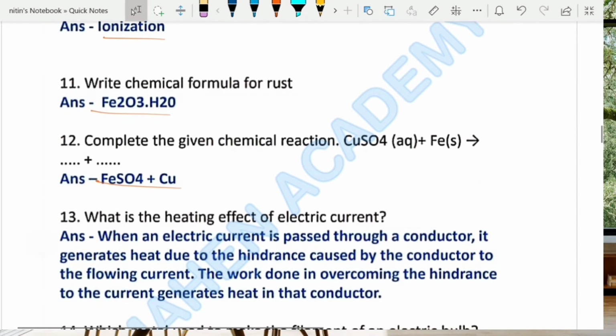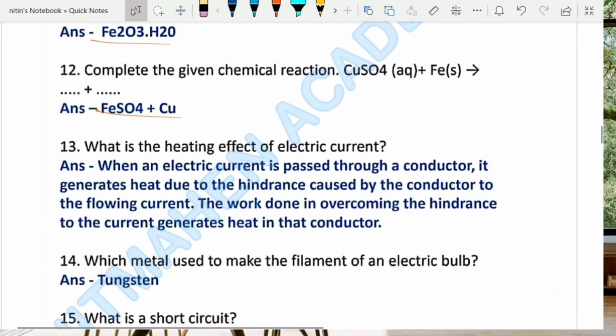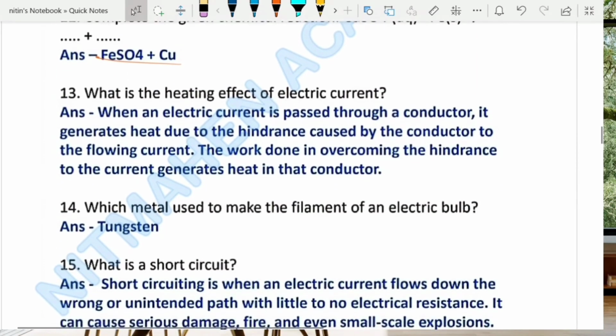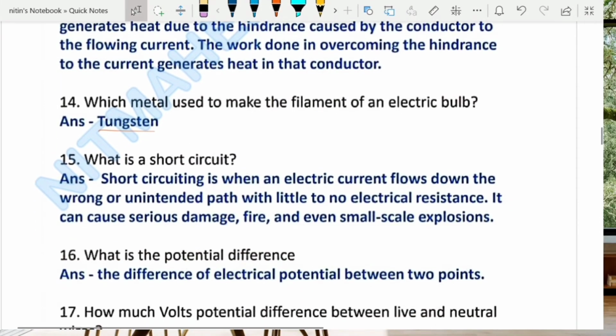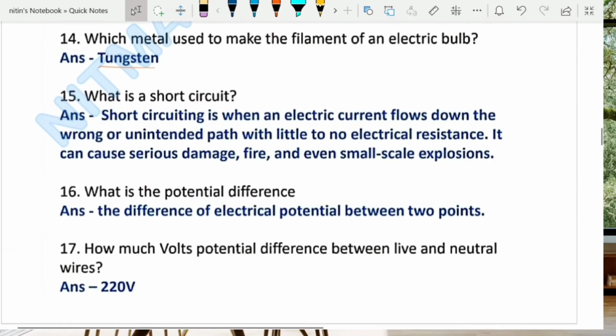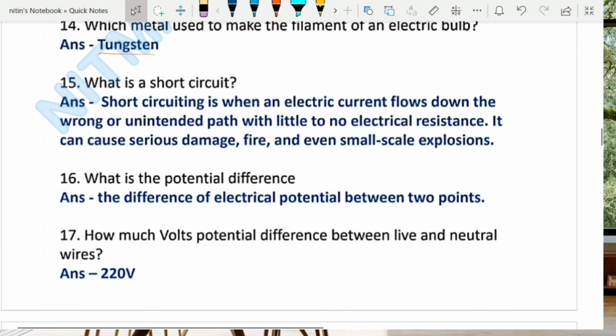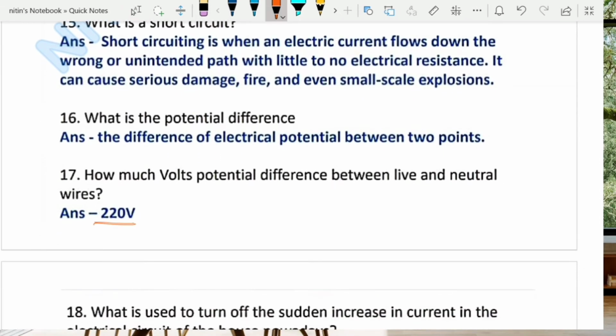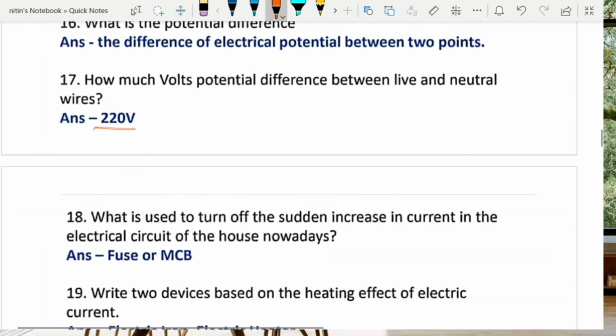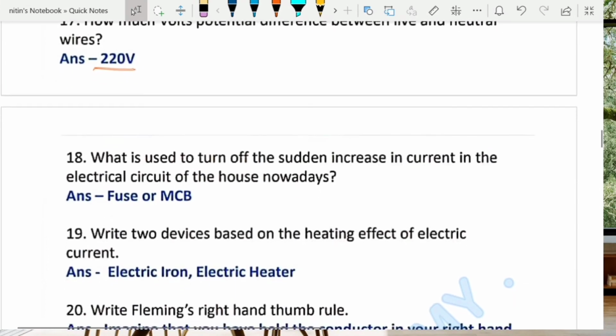What is the heating effect of the electric current? It is a full answer. Which element is used to make the filament in a bulb? Tungsten. What is the short circuit? Laghu paripatan in Marathi. What is the potential difference? The difference between electric potential between the 2 points. How many volts from 2 to 0 volt? It is a very important question. Fuse or MCB. It is known as Kit Kat.